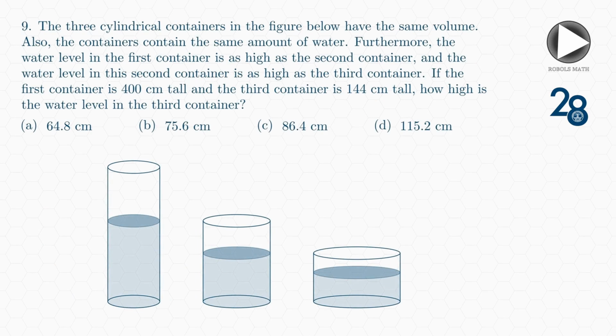The three cylindrical containers in the figure below have the same volume. Also, the containers contain the same amount of water. Furthermore, the water level in the first is as high as the second container, and the water level in the second container is as high as the third container. If the first container is 400 cm tall and the third container is 144 cm tall, how high is the water level in the third container?